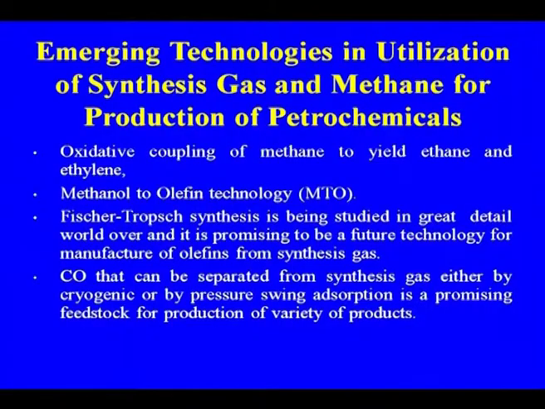Before starting on synthesis gas, because here we are also discussing methane, since methane is the part of natural gas that we use for making synthesis gas: some of the emerging technologies for greater utilization of methane are the oxidative coupling of methane to yield ethylene, and then the methanol to olefin technology. The methanol will come from synthesis gas, via methane to synthesis gas, and synthesis gas to methanol, and methanol to olefin, which is propylene.